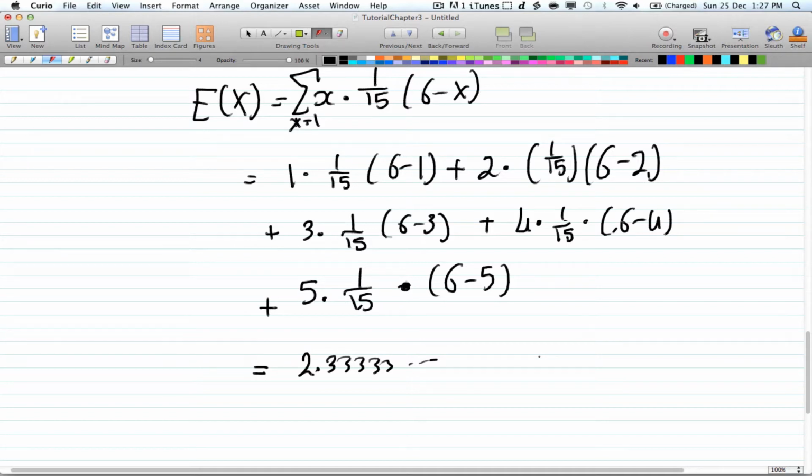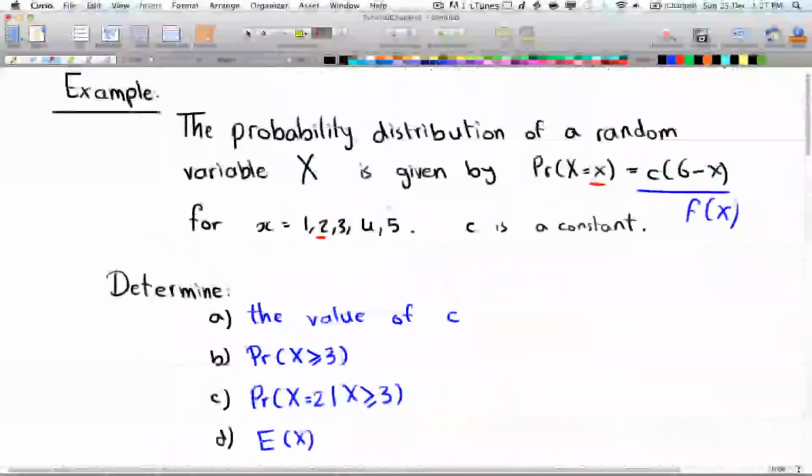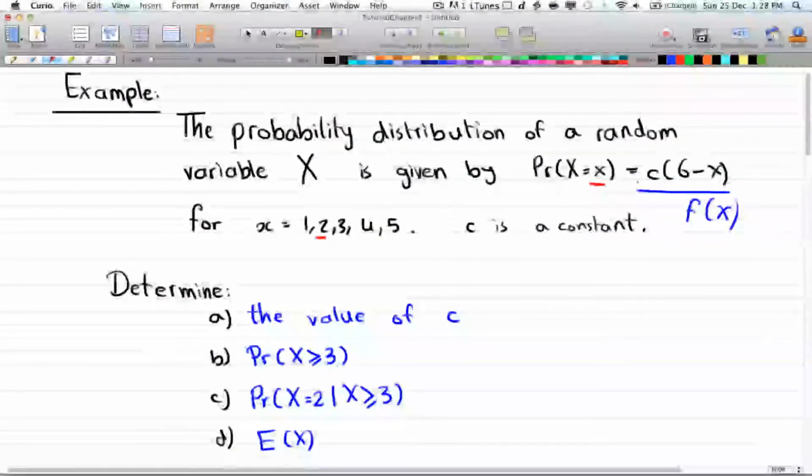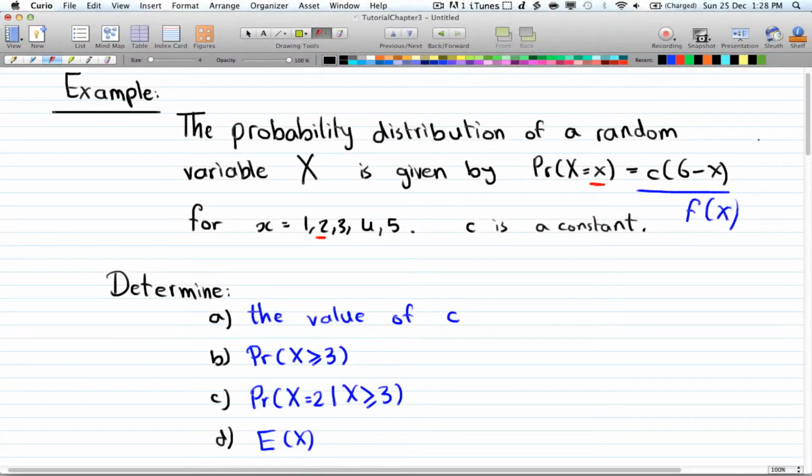So all we did was plug in all the x's that we have. So in the question, we had x equal to 1, 2, 3, 4, 5. We plugged it into this formula and we multiplied it by x. And that's all we did, and we summed them all up.